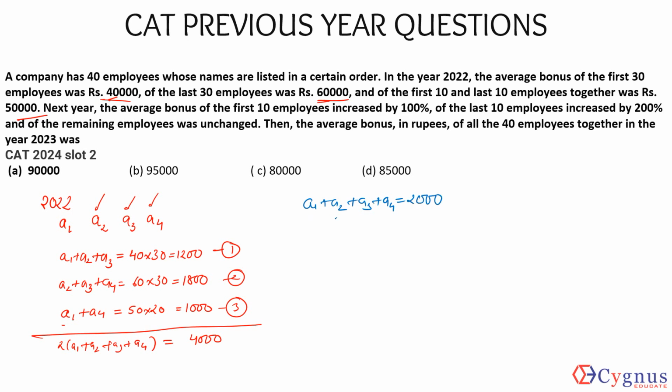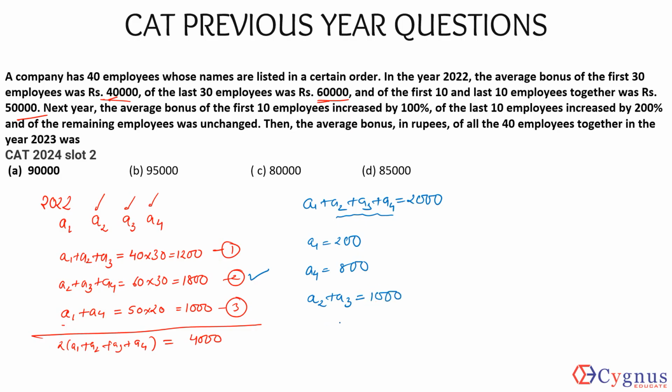Do we know the value of A2 plus A3 plus A4? Yes. This equation says that A2 plus A3 plus A4 is 1800. When you replace it by 1800, you get A1 equal to 200. Do we know the value of A1 plus A2 plus A3? Yes, it's 1200. That means A4 must be equal to 800. So we know the value of A1, the average of the first 10, and A4, the average of the last 10. Since you know A1 and A4, you can easily calculate A2 plus A3, which comes out to be 1000 here.